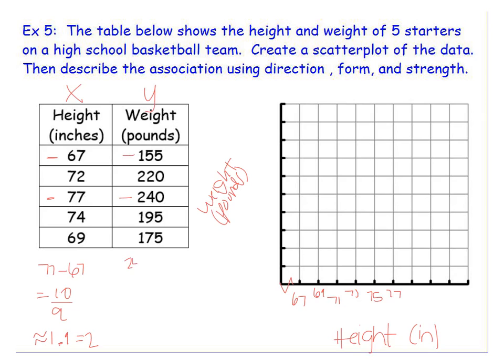So 240, take away 155 is, it looks like, 85? Divided by, how many boxes do I have going up? I count 1, 2, 3, 4, 5, 6, 7, 8, 9. I count 10 again. So I'm going to divide that by 9, and I get approximately 9.4. So I'm just going to round that up to 10 because that's a nice number to count by.